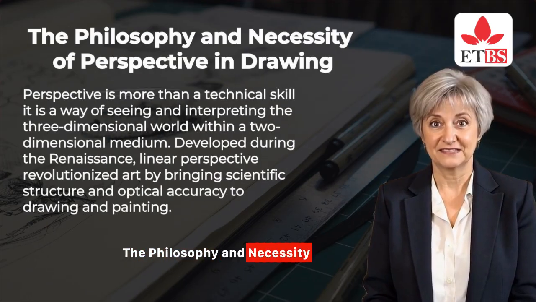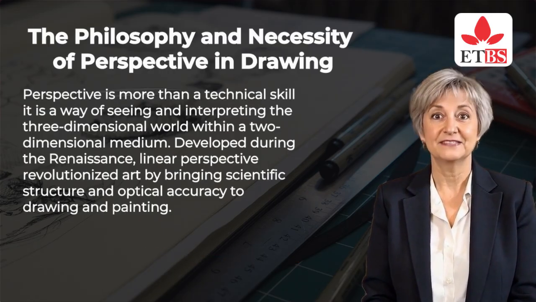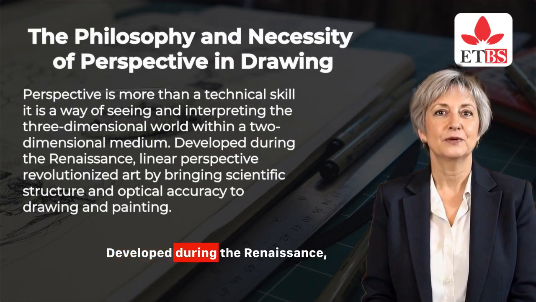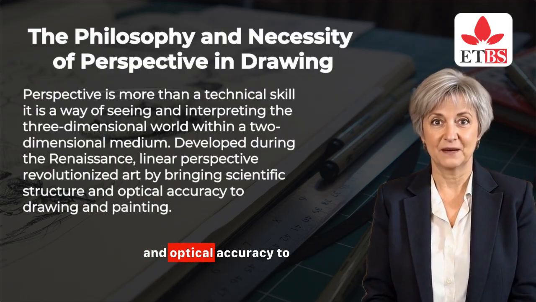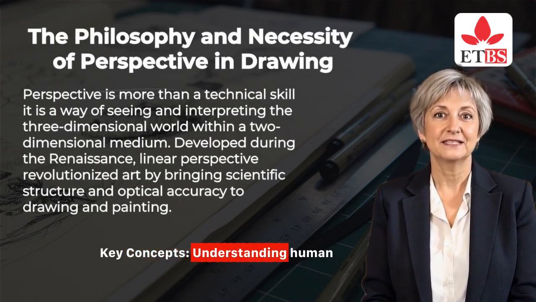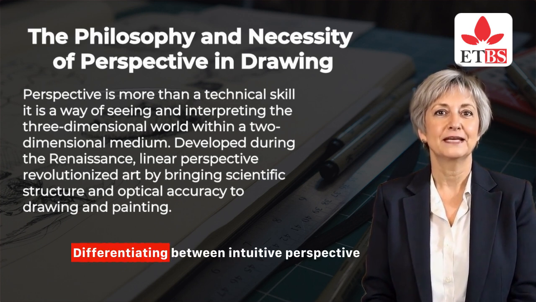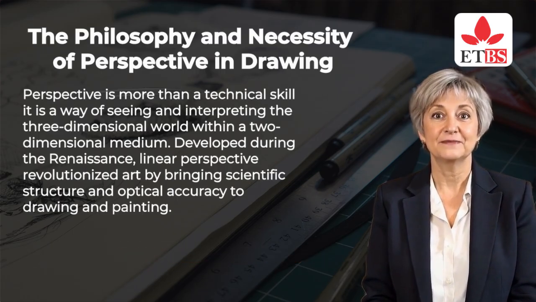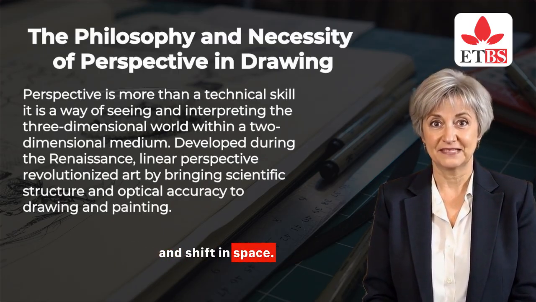The philosophy and necessity of perspective in drawing. Perspective is more than a technical skill, it is a way of seeing and interpreting the three-dimensional world within a two-dimensional medium. Developed during the Renaissance, linear perspective revolutionized art by bringing scientific structure and optical accuracy to drawing and painting. Key concepts: understanding human visual perception and how it relates to the representation of space. Differentiating between intuitive perspective, eye estimation, and formal perspective measured systems. Learning orthographic logic, which governs how forms reduce and shift in space.